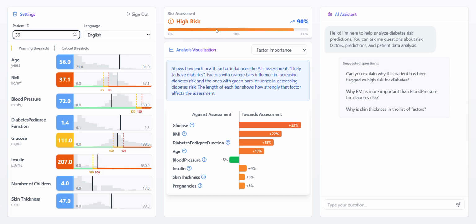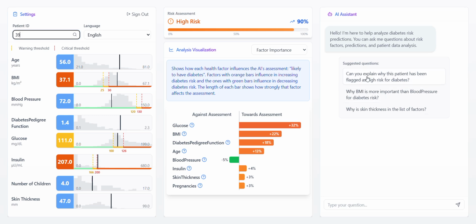In the middle, the risk assessment of the patient is visualized, and is predicted as high risk with a 90% probability. And in the analysis visualization part, basically the visualized explanations of the risk assessment are provided. Here, the contribution of each factor towards or against the risk assessment is shown. Glucose is the most important factor with 32% influence or contribution towards the assessment.